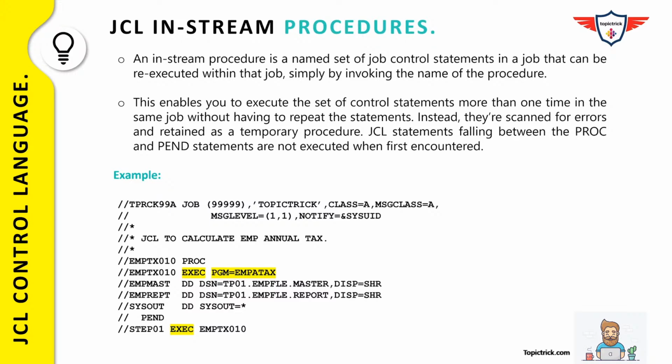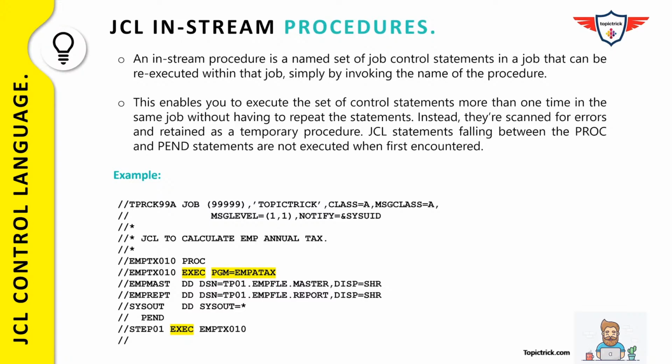Now, before looking into the example, here's a question for you. The deal is that you have to write the correct answer in the comment section. So the question is, what is the maximum number of in-stream procedures you can write in a single job? I'll let you know the correct answer after discussing the following example.